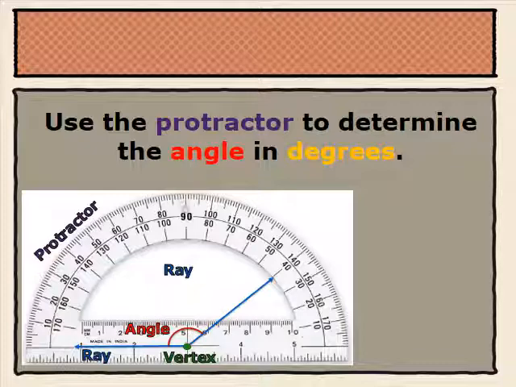We're going to count 10, 20, 30, 40, 50, 60, 70, 80, 90, 100, 110, 120, 130, 140. The measure of our angle is 140 degrees. We know that it's not 40 degrees because 40 degrees would be an acute angle. And we can tell by looking at our angle that it is an obtuse angle.